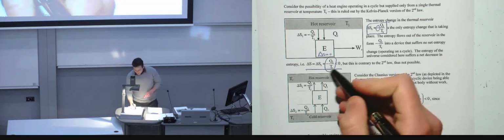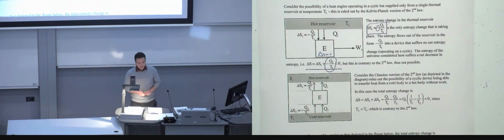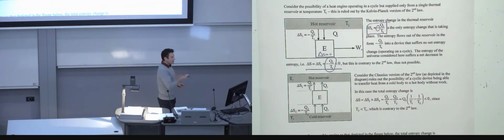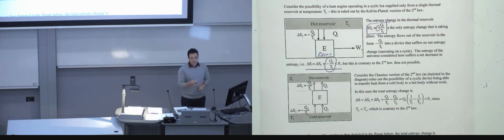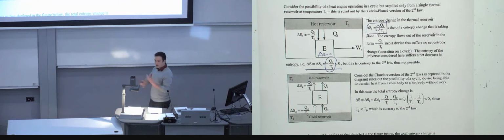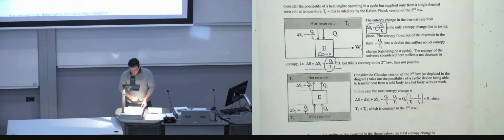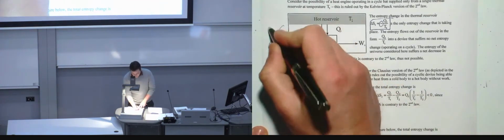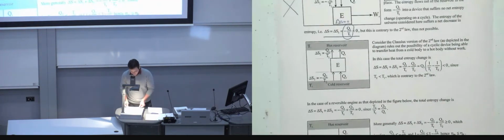But this is actually contrary to the second law, because delta S being negative means that you are actually reducing the entropy in the universe. And we know that's not the case. This is not what happens. And therefore, that's against the second law. Therefore, we know that that cannot happen and is actually impossible to have.